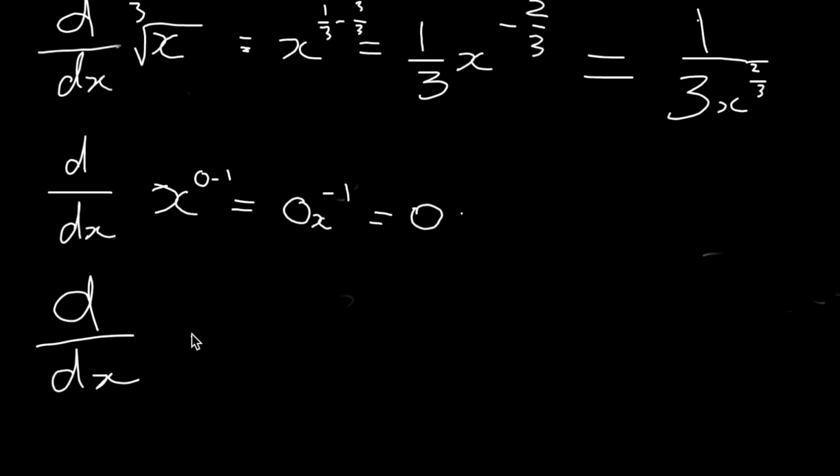Okay, and then we can go probably a similar one, x to the power of 1. This is going to become 1x to the power of 0. Anything to the power of 0 is equal to 1. Okay, so you can solve like that. And that's pretty much the power rule.